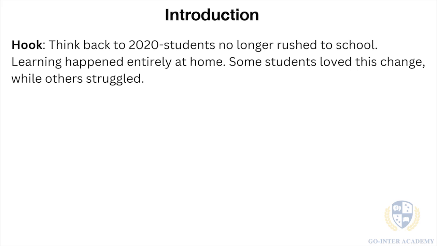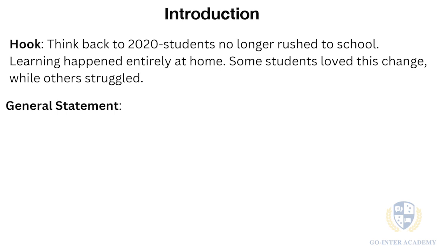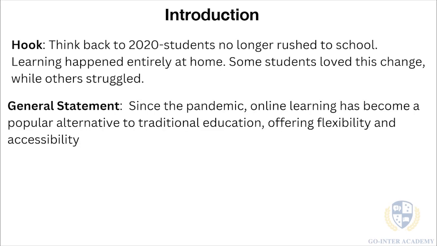After we finish writing the hook, we're going to go to the next part, which we call the general statement. Now we're going to zoom out a little and explain what's going on. We don't have to argue or explain too much. We're just going to introduce the general trend by saying, since the pandemic, online learning has become a popular alternative to traditional education, offering flexibility and accessibility. So by just writing this in the general statement, it gives context. We now understand that this isn't just a one-person experience. It's a global experience or a global shift.